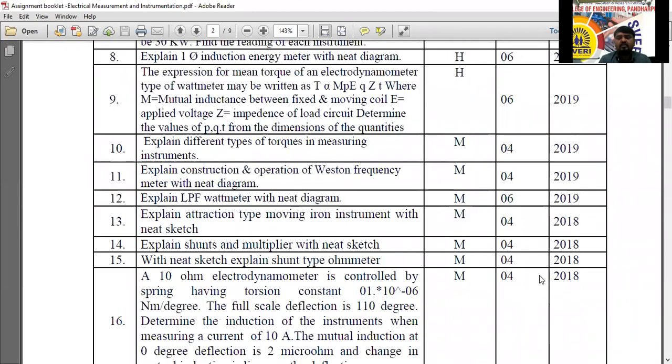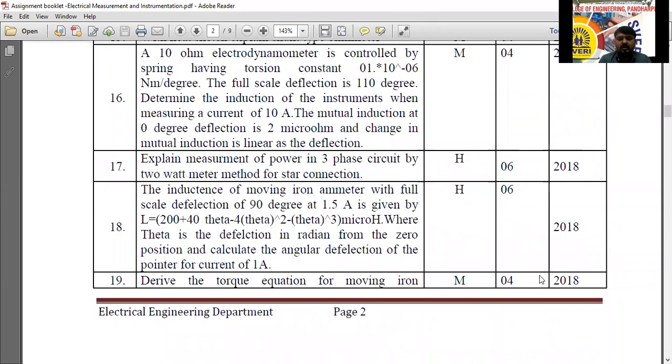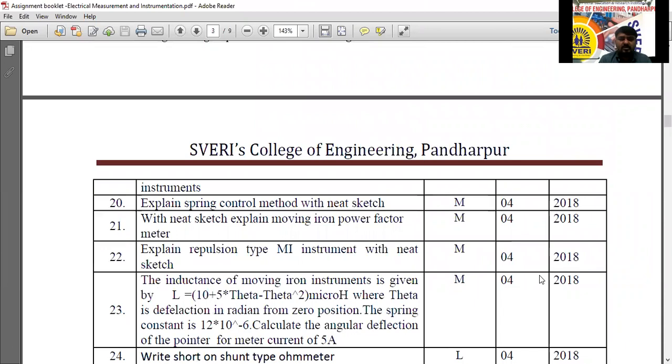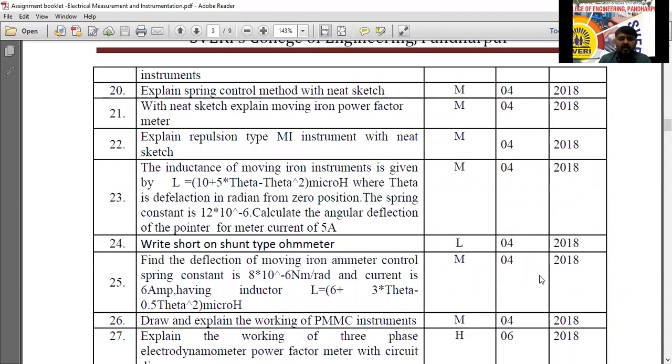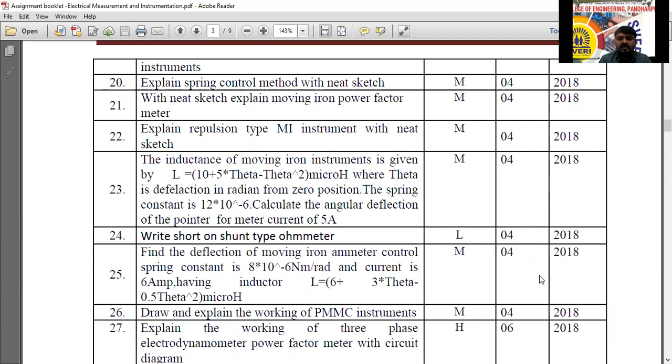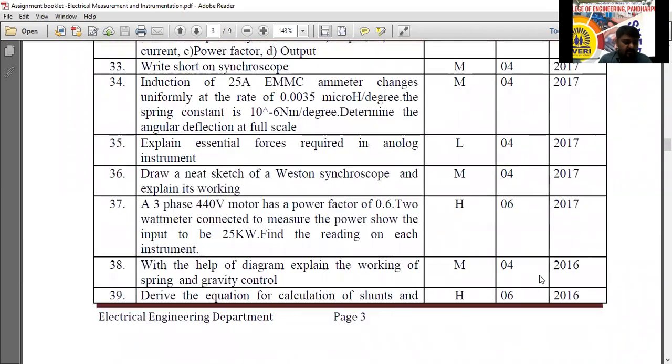So for assignment number 3, you write down that first you have to explain the principle of DC potentiometer. The first question, you write down.